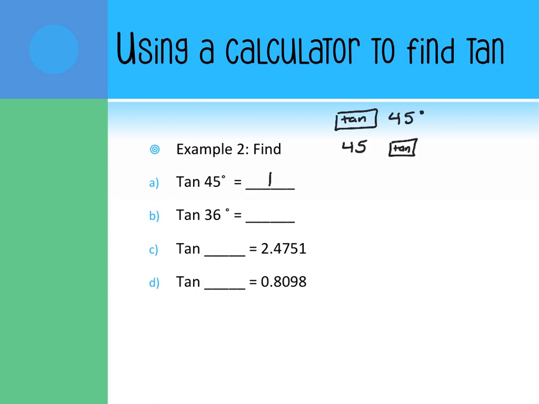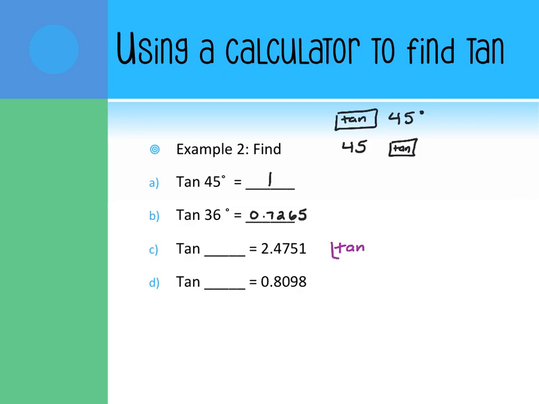So the tangent of 45 was 1. The tangent of 36 was 0.72654. So we're going to round that to 0.7265. And then we got to these last two examples, where we're looking for the angle if you're given the tangent. And for these, we use the tan -1.